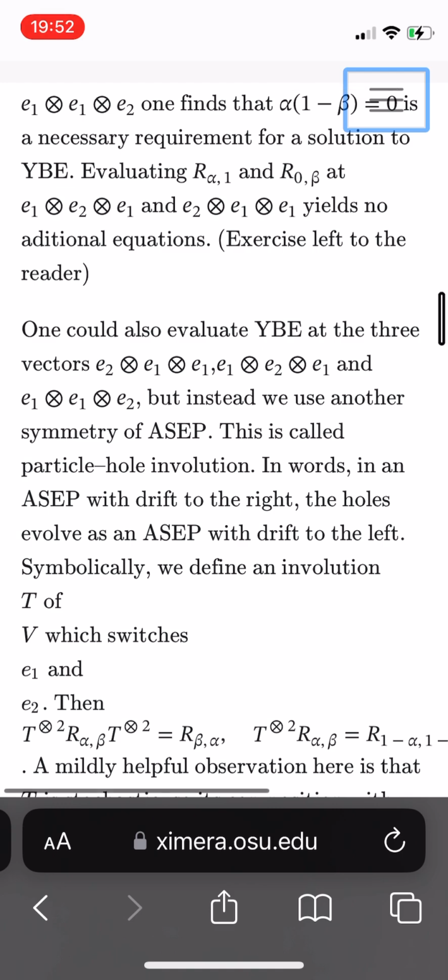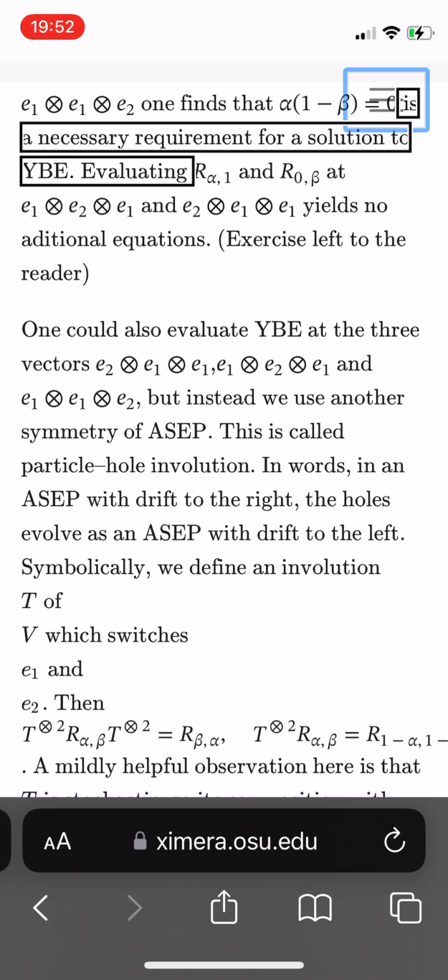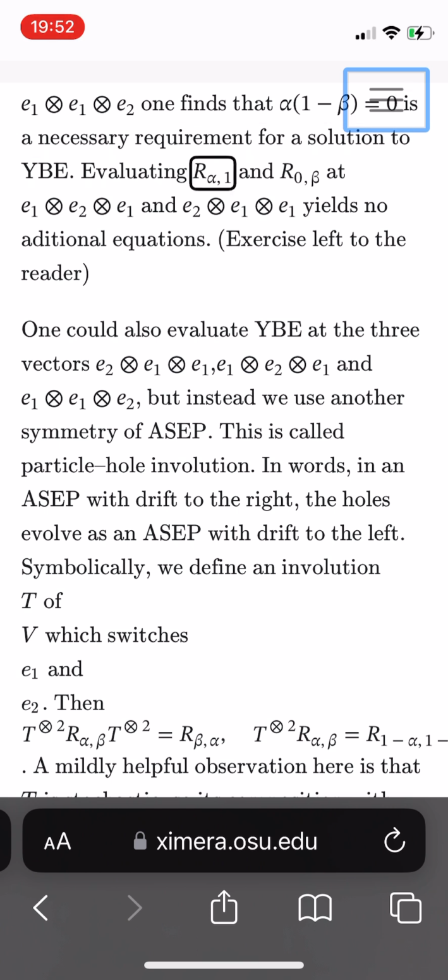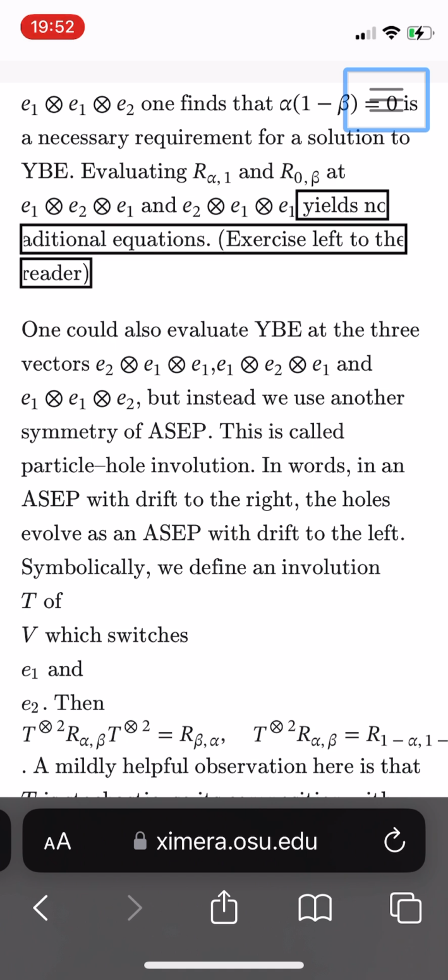which is a necessary requirement for a solution to the YBE. Evaluating R_{α,1} and R_{0,β}, and also evaluating at E_1 ⊗ E_2 ⊗ E_1 and E_2 ⊗ E_1 ⊗ E_1, yields no additional equations. Exercise left to the reader.